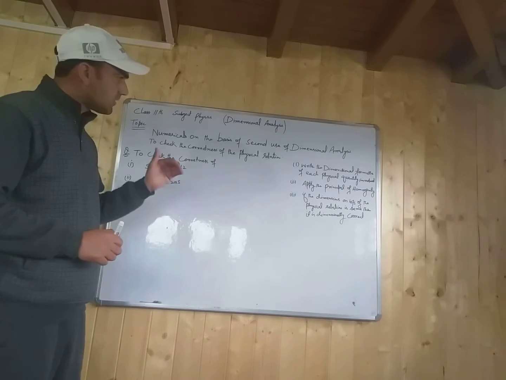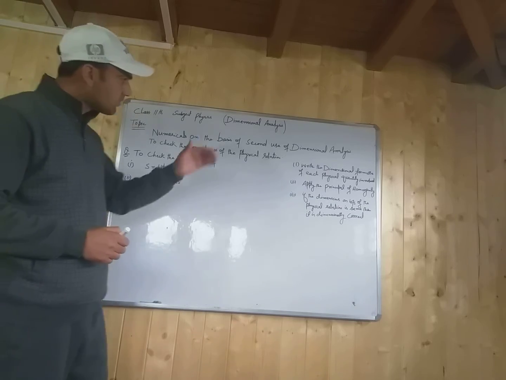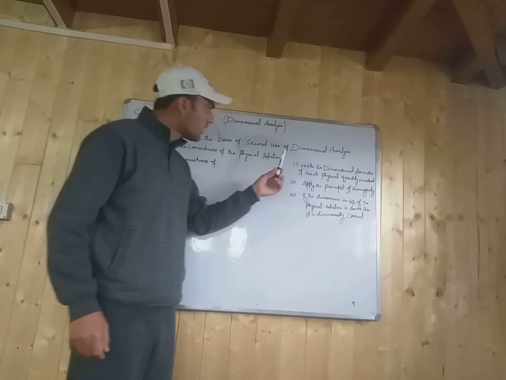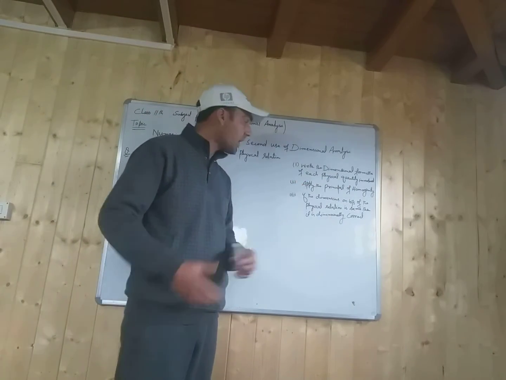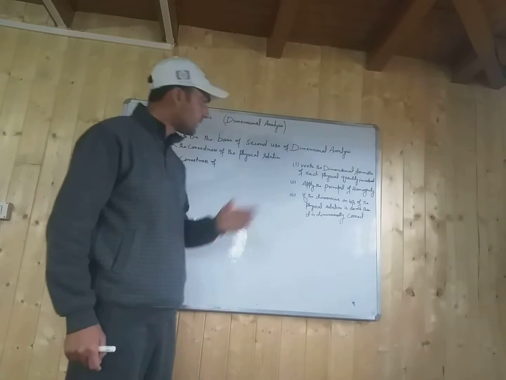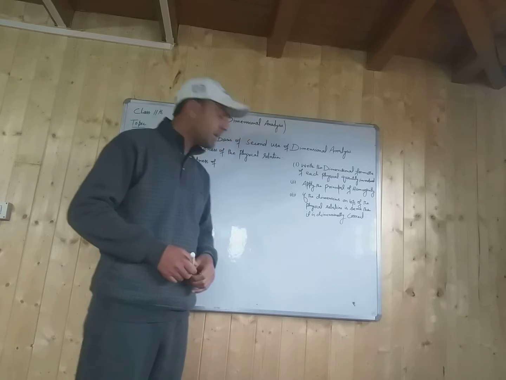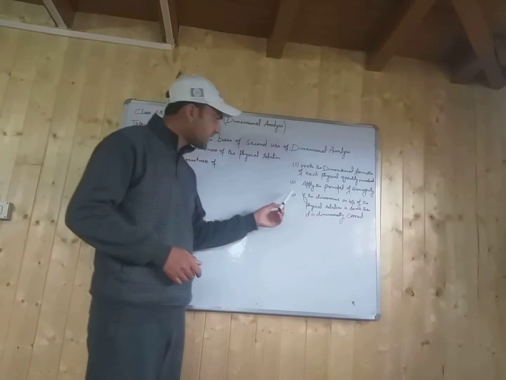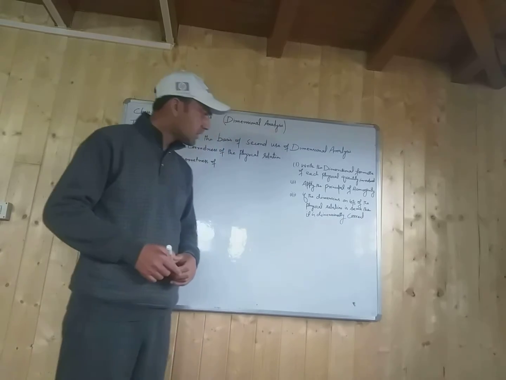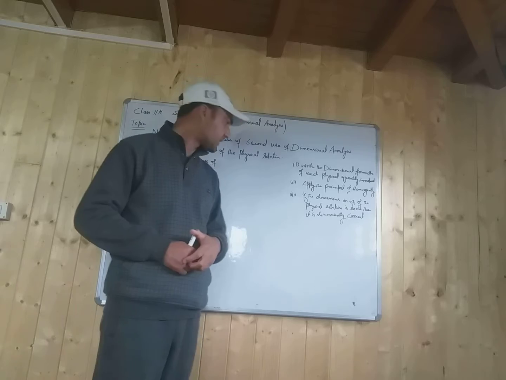While solving numerical problems on this use, we have to go through three steps. Number one, write the dimensional formula of each physical quantity involved. Number two, apply the principle of homogeneity. And number three, if the dimensions on both sides of the physical relation are the same, we can say that it is dimensionally correct.